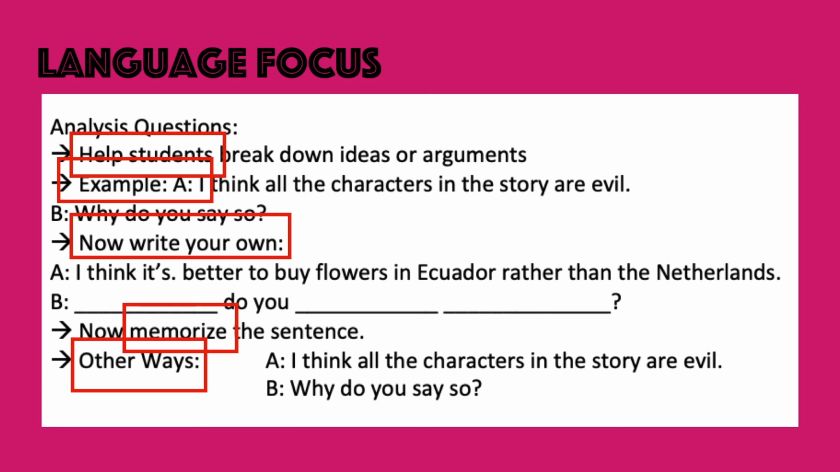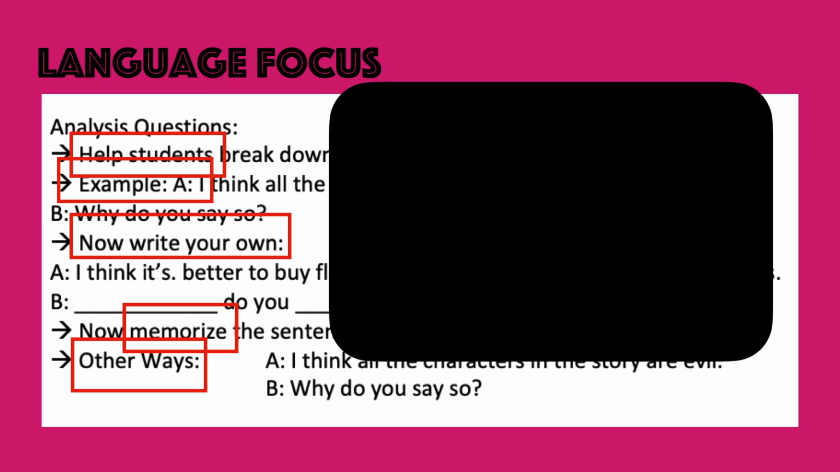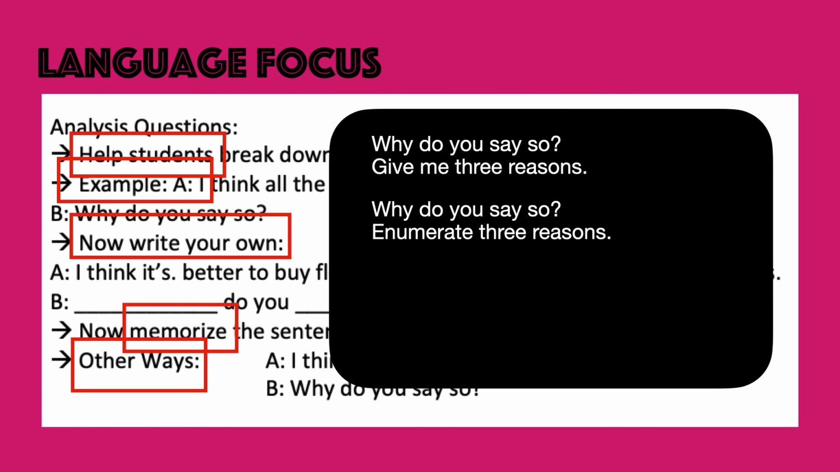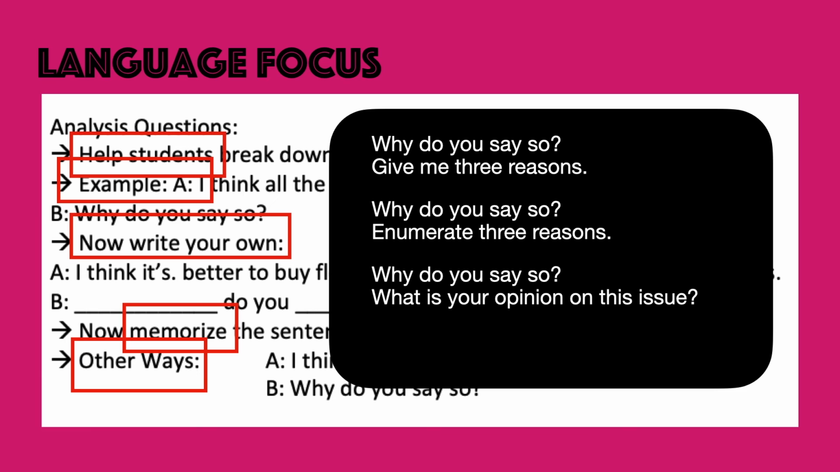For example, the analysis question here is, why do you say so? Now you give alternative sentences. For example, why do you say so? Give me 3 reasons. Why do you say so? Enumerate 3 reasons. Why do you say so? What is your opinion on this issue? After giving them alternative sentences, you ask the students to give you what they think are other alternative sentences to express why do you say so.